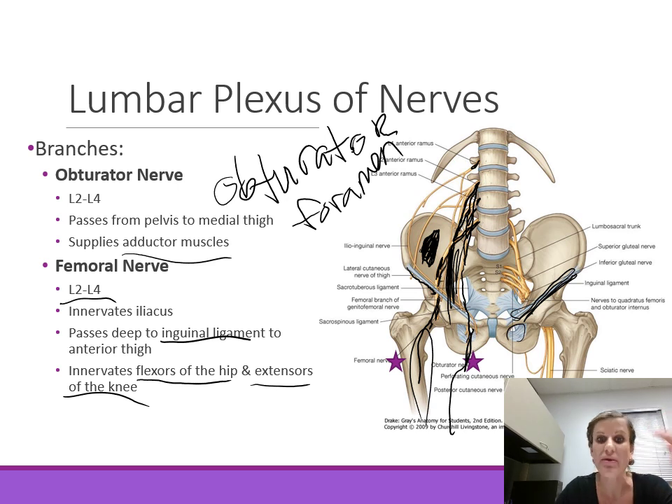So the obturator nerve passes through the obturator foramen to get down into the leg. The femoral nerve passes deep to the inguinal ligament to get down into the leg. The obturator nerve goes in medially and participates in adduction. The femoral nerve goes anteriorly and participates in flexion of the hip and extension of the knee.